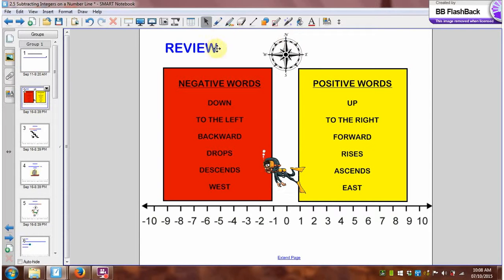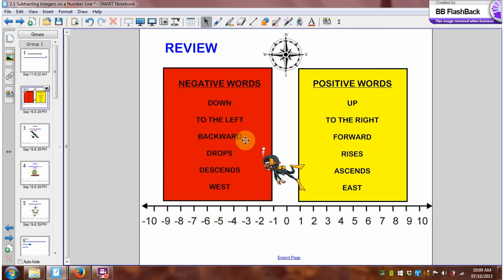Okay, so just a quick review of positive and negative words. I've added two that I've seen come up in your practice work that we never talked about. We know that up, to the right, forward, and rises are all positive words, and I've added two. Ascends. Ascends is used for going upward. For example, when a scuba diver ascends, they go up towards the surface. You can also ascend up a flight of stairs.